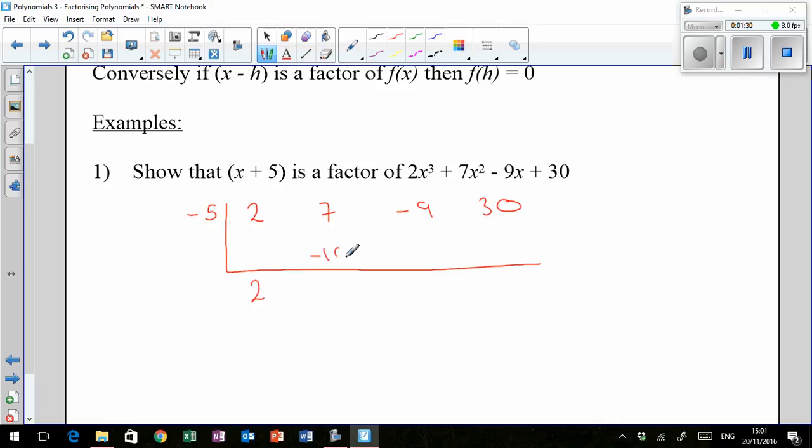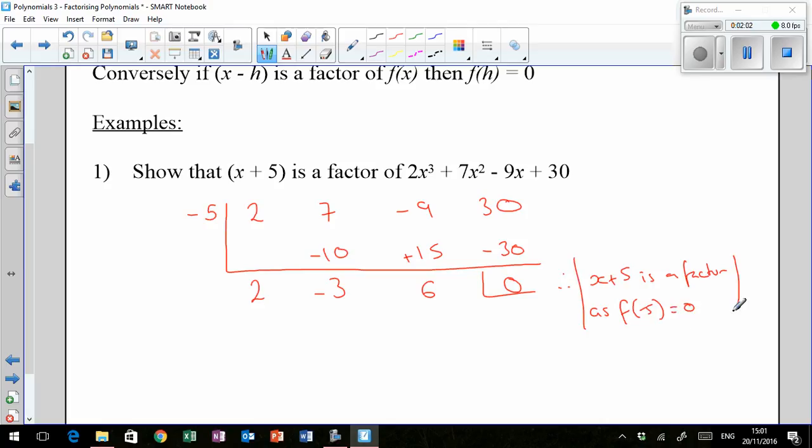So 2, minus 10, minus 3. I'm sorry, that's minus 3, which will be positive 15, which will give you 6, minus 30, which will give you 0. Okay, now we have 0, which means there's no remainder, which means that x plus 5 has to be a factor. Therefore, x plus 5 is a factor as f of negative 5 is equal to 0. And I'd always have that wee sentence in at the end just to confirm it. Well, it's not very neat, but f of negative 5 is equal to 0. So we've shown that something is a factor of a polynomial.